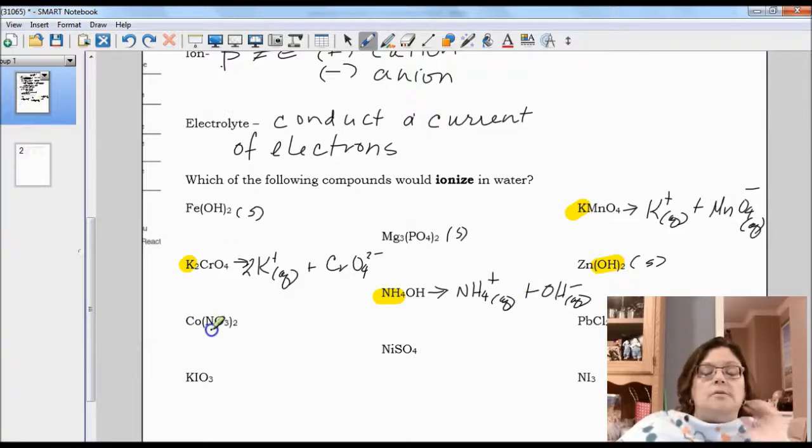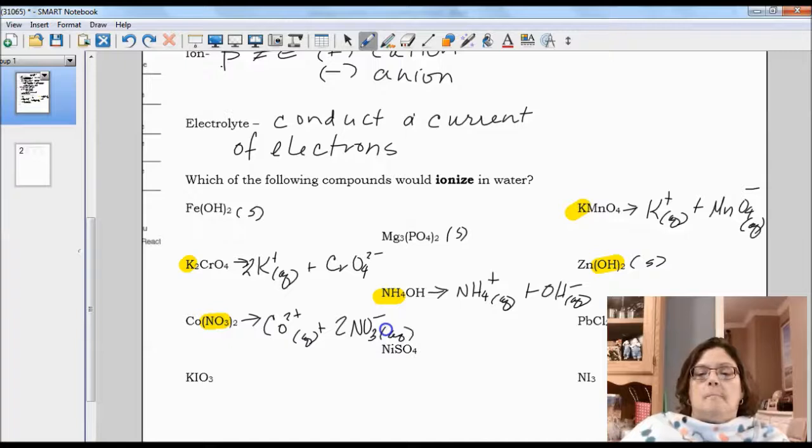Cobalt 2 nitrate. Nitrates are always soluble. He is going to dissociate. And we know it's cobalt 2 because there's 2 nitrates. Potassium iodate will dissociate. Potassiums always dissociate, so we'll get potassium and iodate.